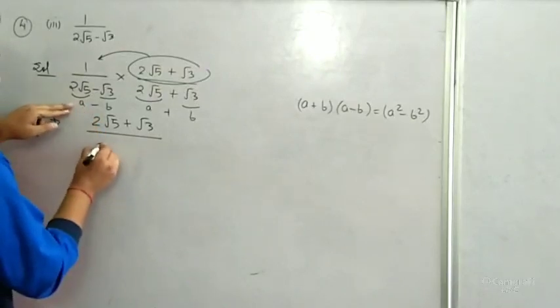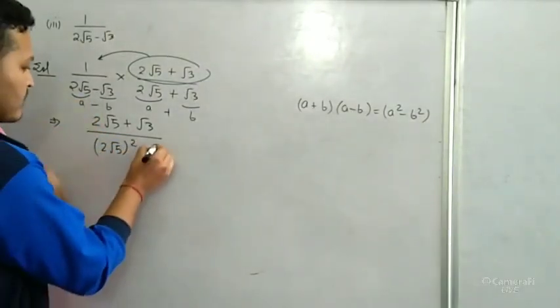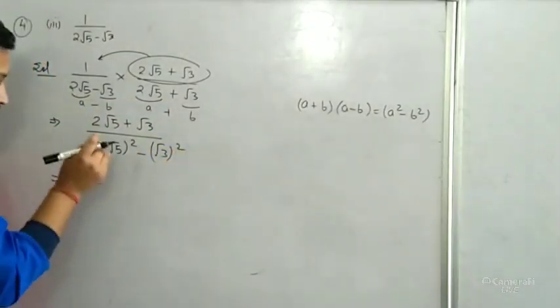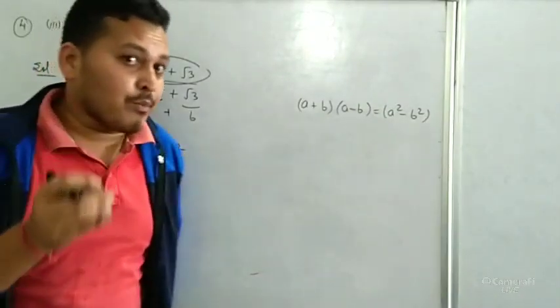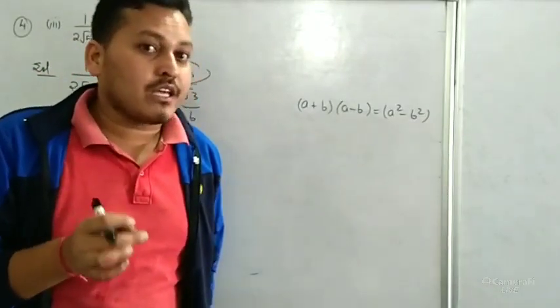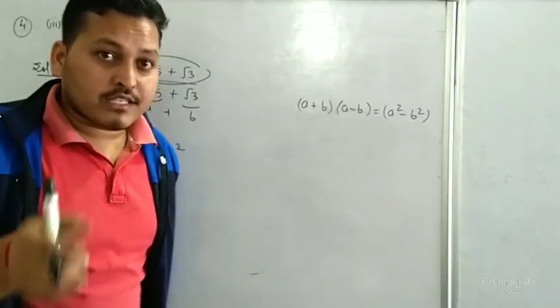So what is a? 2 root 5. तो a square minus b square, where b is root 3. तो root 3 का square. तो on expanding everything, please watch this video carefully, okay? क्योंकि आगे के क्वेश्चन बहुत डिफिकल्ट है और प्रॉब्लम क्रिएट हो सकती है, इसलिए हर चीज को समझ कर पूछो, और जहां पे नहीं आ रहा है राइट इन द कमेंट सेक्शन, ओके?